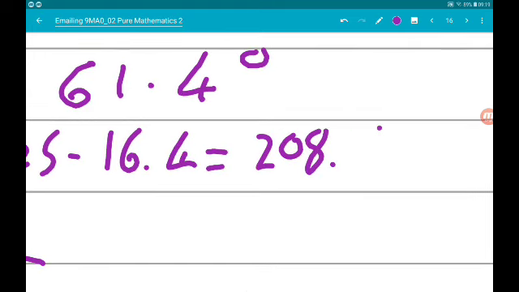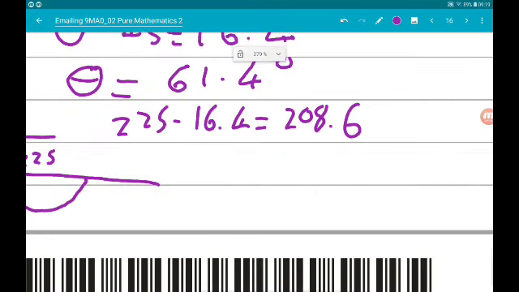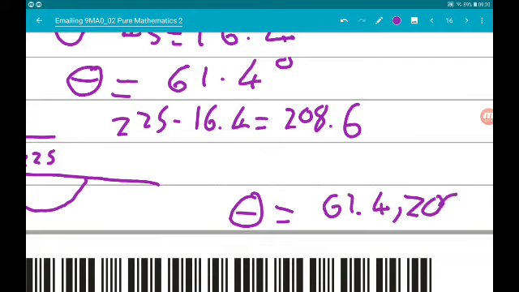So our two solutions are theta is equal to 61.4 and 208.6. Good times.